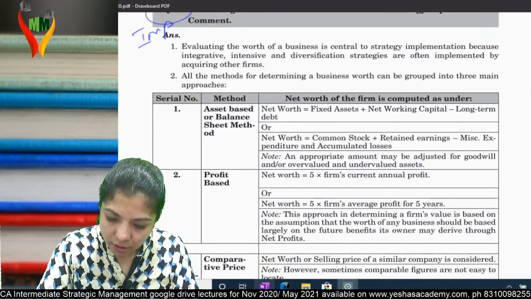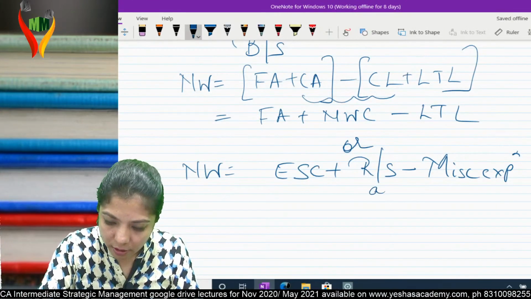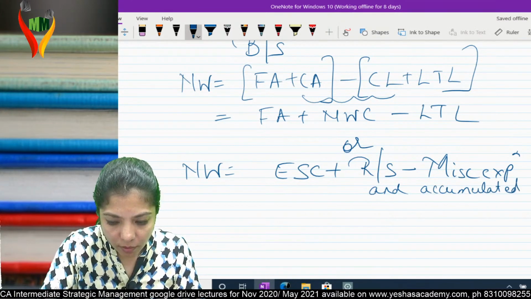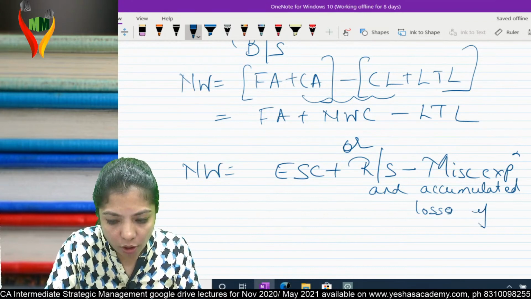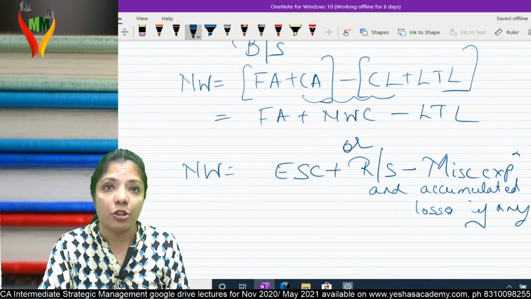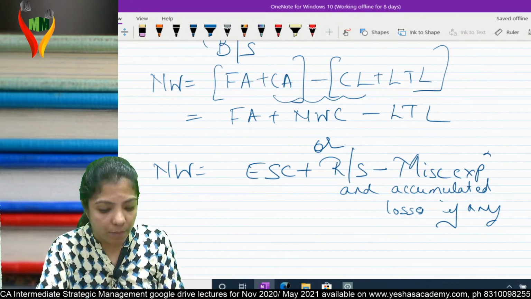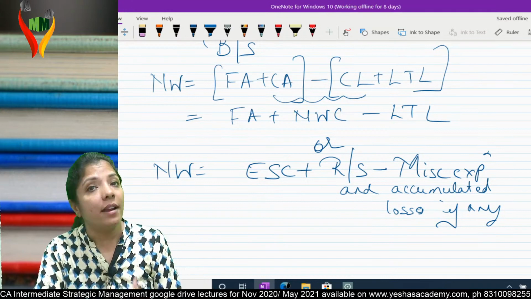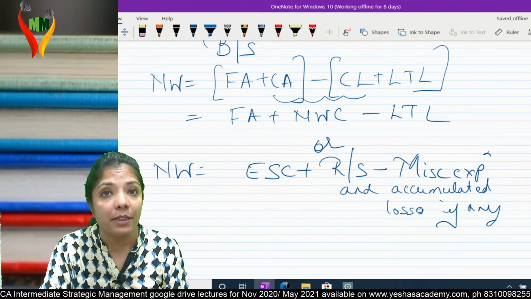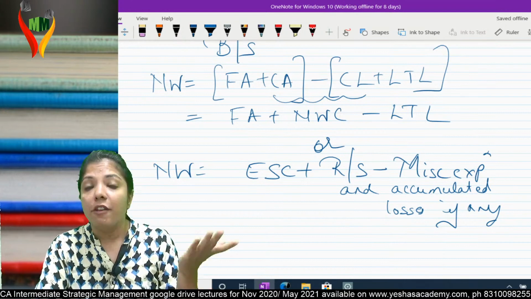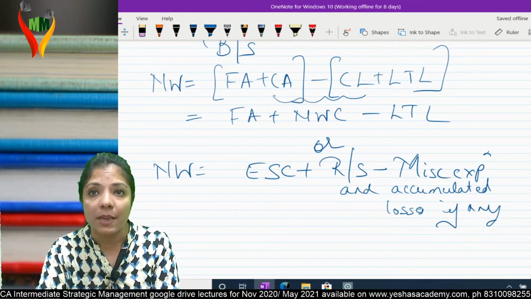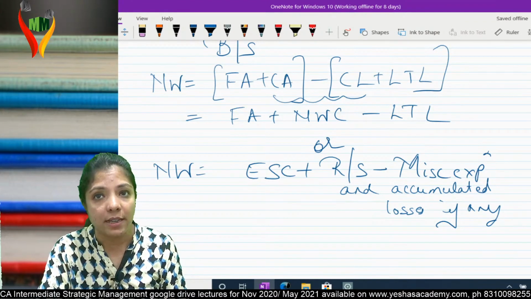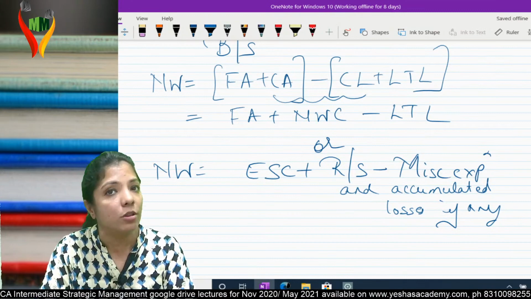and accumulated losses, if any. This we all know. You must have done this method in your amalgamation chapter in accounts. Am I clear? This is balance sheet based method. Net worth is equal to fixed assets plus current assets minus current liabilities plus long term liabilities, or equity share capital plus reserves and surplus, which means retained earnings, minus miscellaneous expenses and accumulated losses, if any.